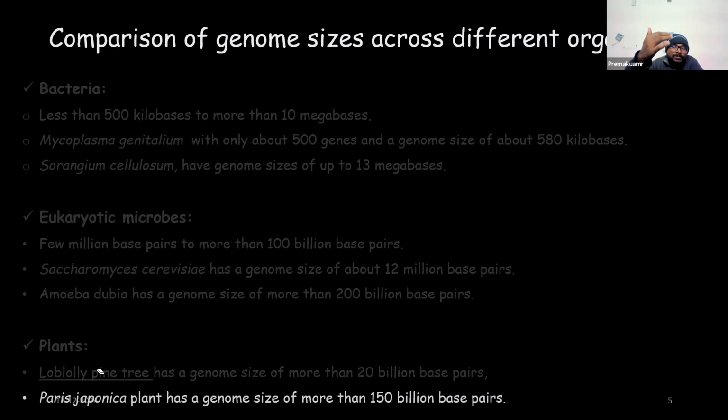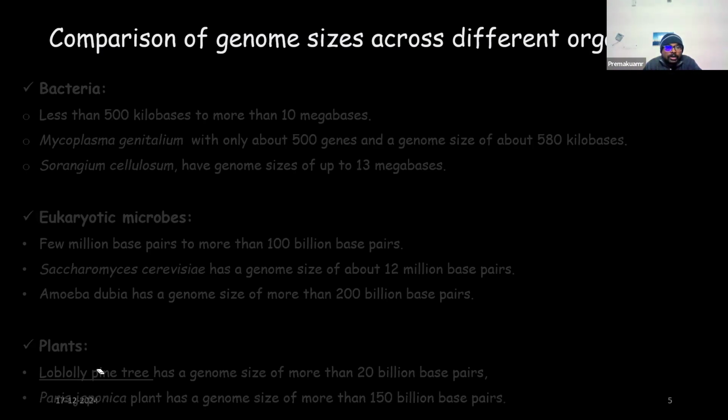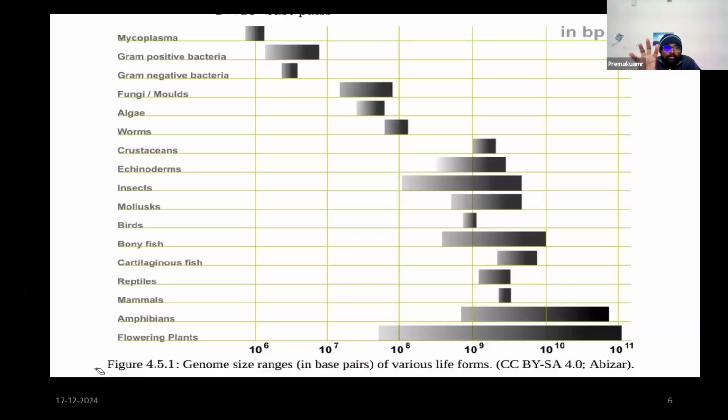When you observe the pattern, prokaryotes have a very small genome. Eukaryotic microbes like fungi have a little bit bigger genome than bacteria, but plants have more. Even though some correlation is there, when you take some exceptions, it becomes uncorrelated. It's called the C-value paradox. This is what I explained.